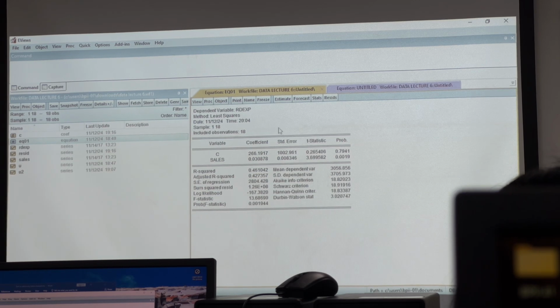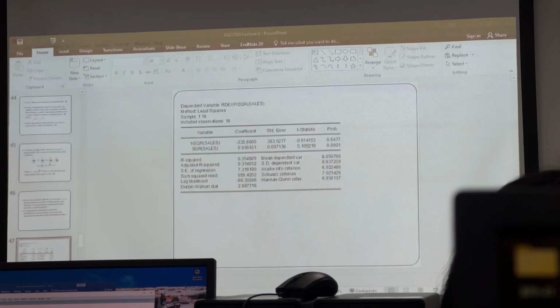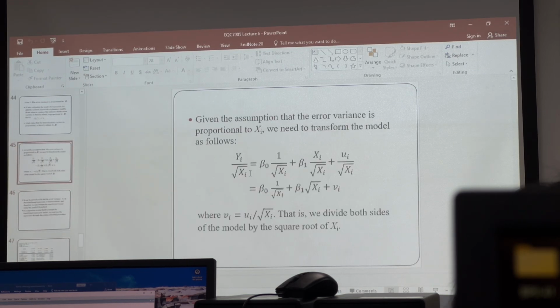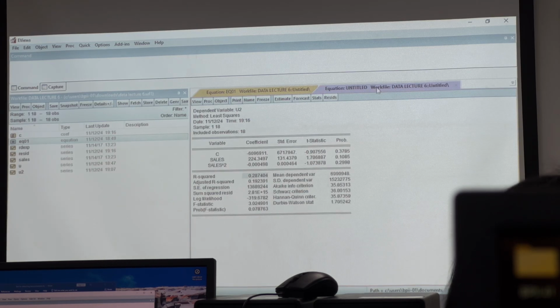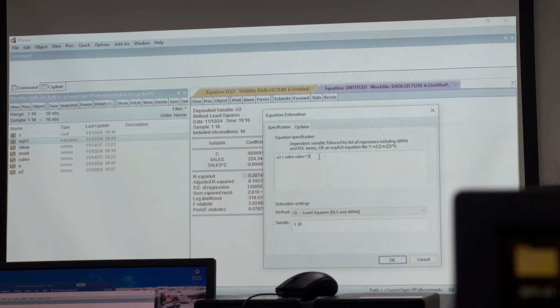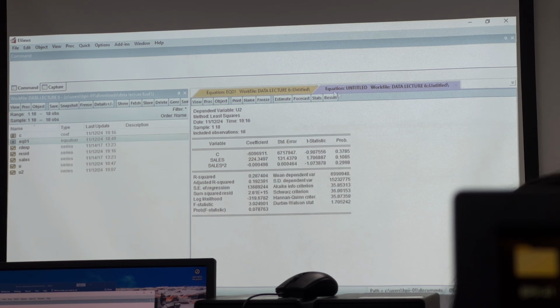So how do we remedy the problem? If we believe that the error variance is proportional to the value of x, proportional to the value of sales, then we can use this approach. We divide the equation by the square root of the sales. So maybe we estimate here, or maybe you can re-estimate this one also.